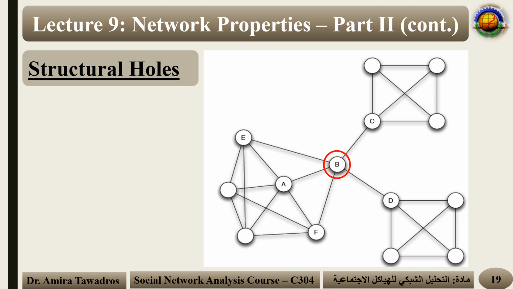This position, therefore, gives B a source of power in the organization or inside this network, and some studies emphasize that B's position should prevent the construction of local bridges between these parts of networks or these components.